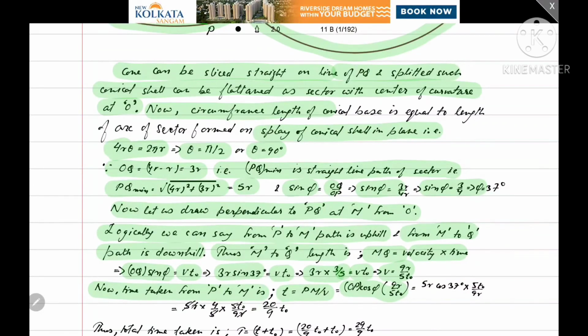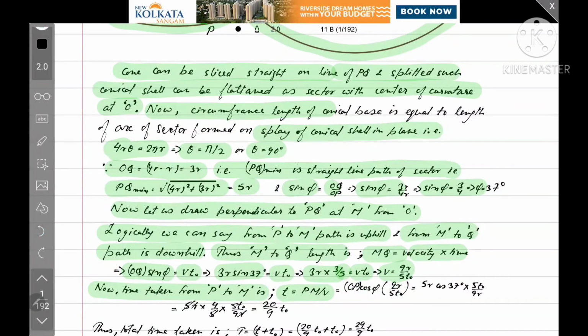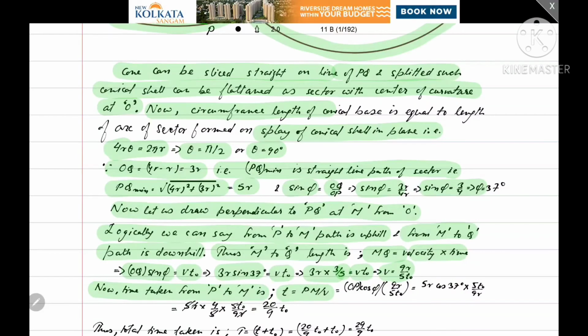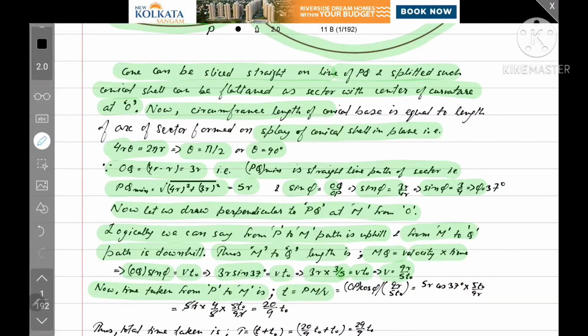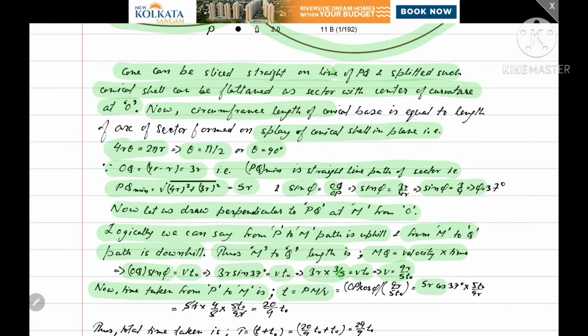Here we are dividing by V. Then V is 9r by 5t naught. Now in next, 5r cos 37 degree multiplied by 5t naught by 9r is time taken from P to M. By simplifying it, we are getting 20 by 90 t naught. Check it out.